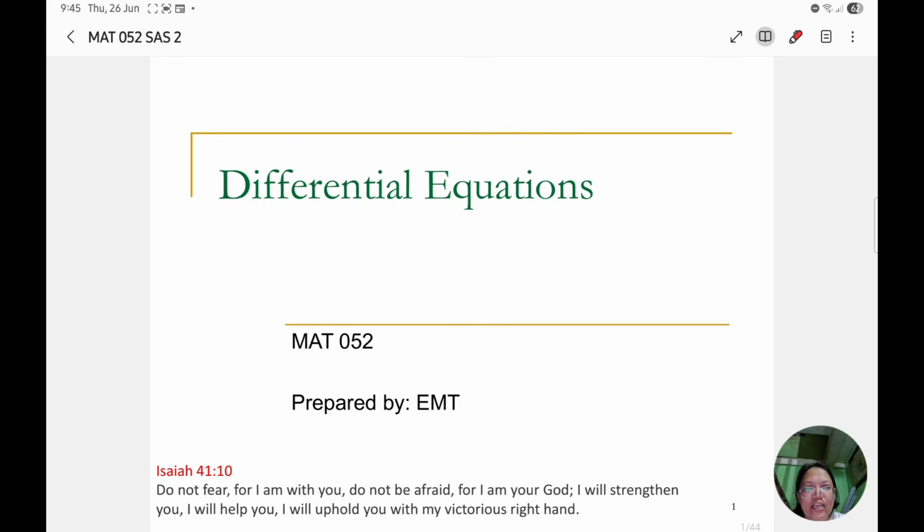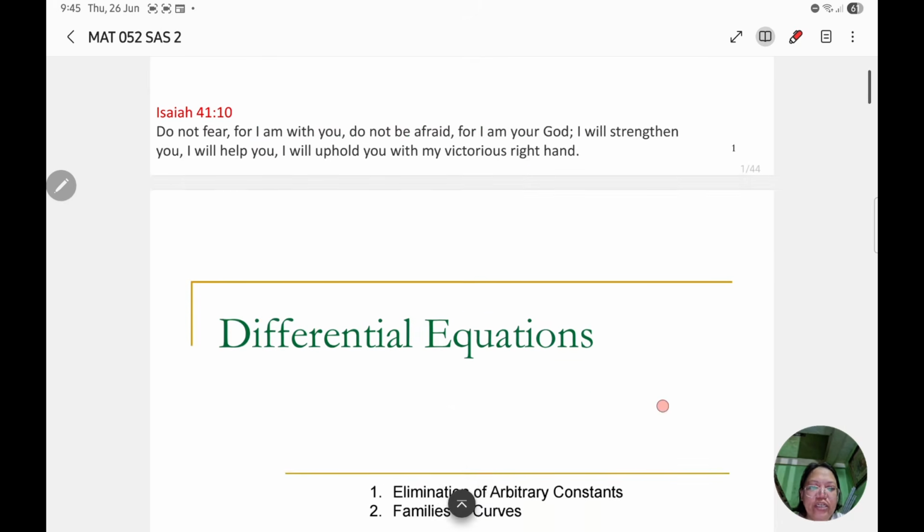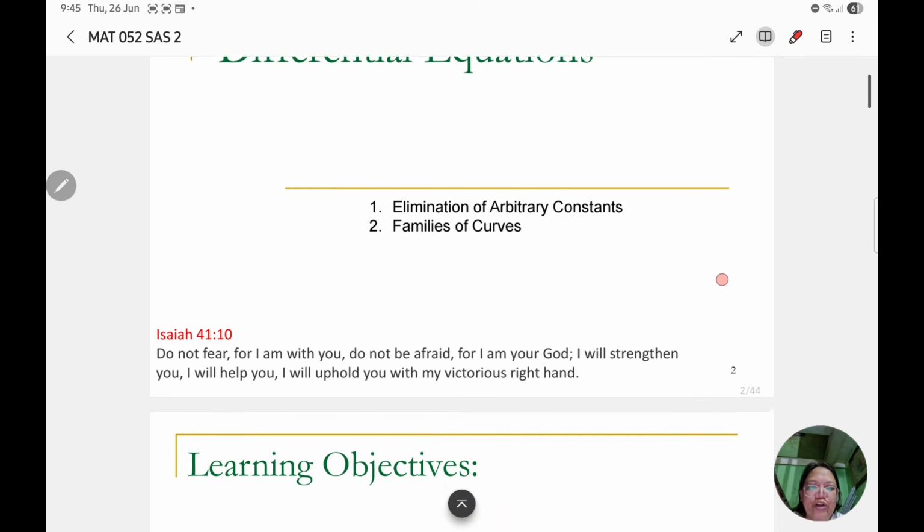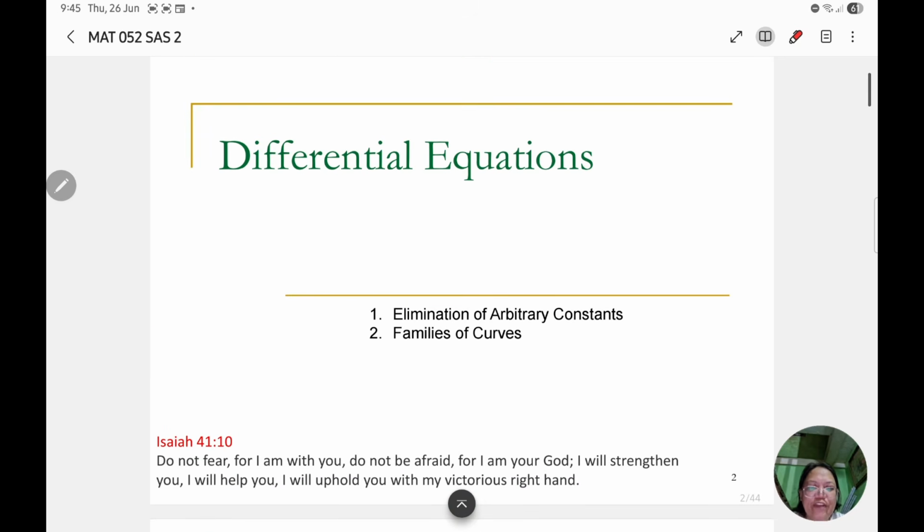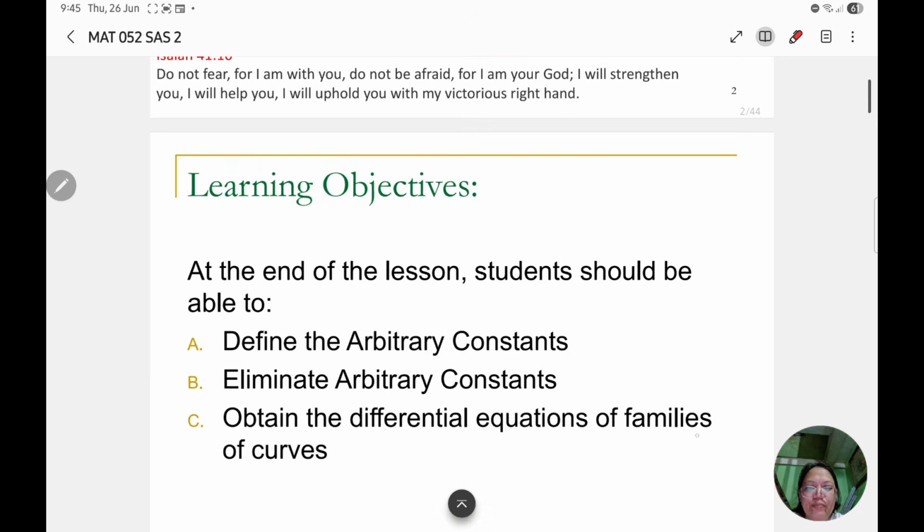Hello class, I hope everyone has already mastered SAS 1 because this time I will introduce another lesson, which is elimination of arbitrary constants and families of curves.